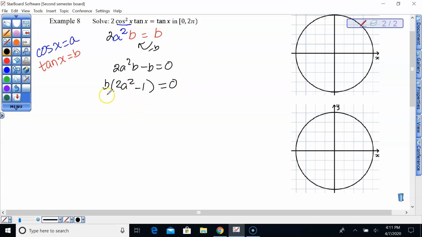And then we'll use our principle of zero products. Either b equals 0 or 2a squared minus 1 equals 0. And we'll finish this out.